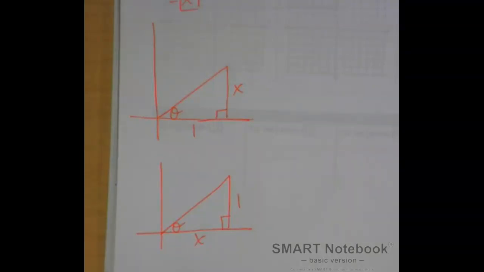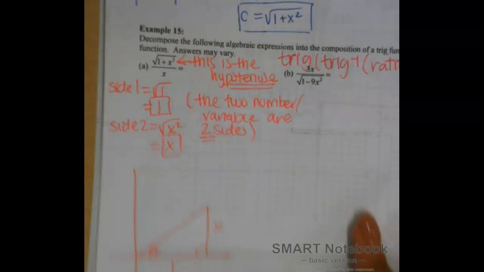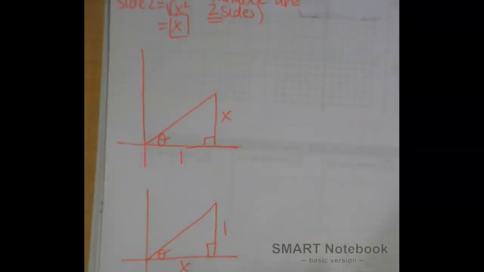You guys understand what I'm saying? Switch the 2 sides. The main thing I want you guys to realize, this is why it says answers may vary, because there are multiple answers you can get. For all of these questions, I'm going to show you how to get 2 of those answers.